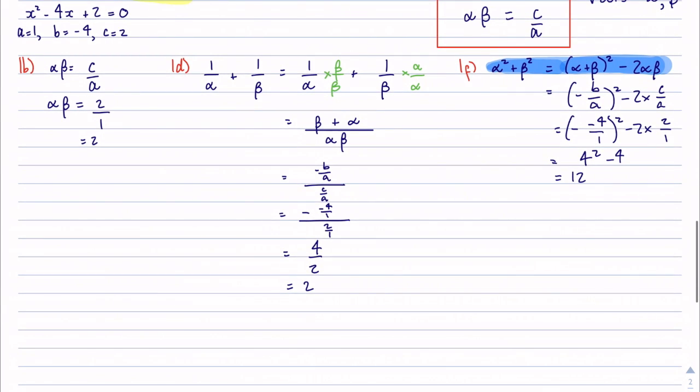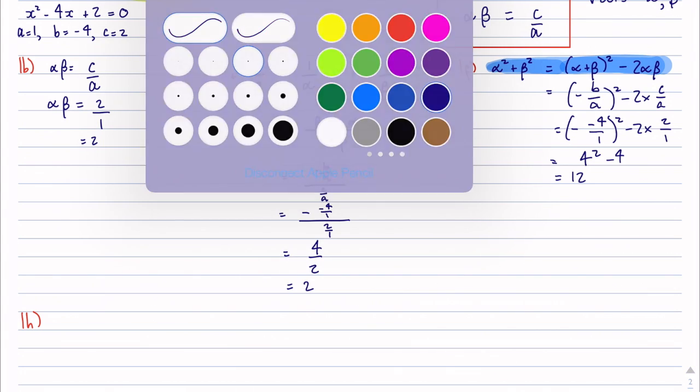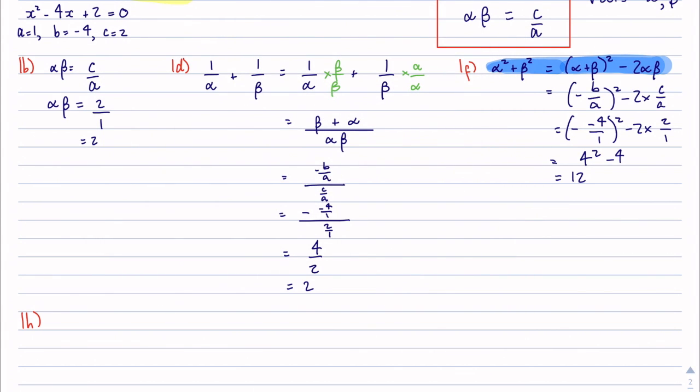Finally, I'm going to do h. And that's alpha beta, am I reading this right? Alpha beta cubed plus alpha cubed beta. Now I'm going to factorize. I'm going to take alpha and beta out the front because that's the only thing that goes into both. So I'm left with beta squared plus alpha squared.